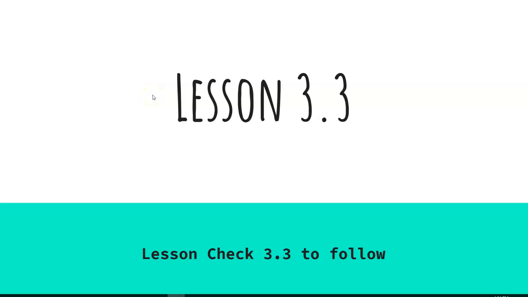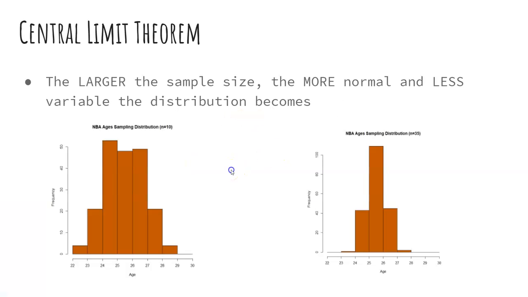All right, so this is lesson 3.3. These are the third set of notes in chapter 3. We're still discussing z-score, but we're going to add something called the central limit theorem to our notes. The central limit theorem says that the larger the sample size, the more normal and less variable the distribution becomes. So we've been doing z-score, but we've been doing it with population data.